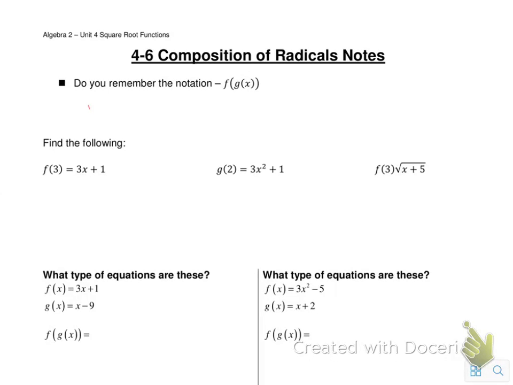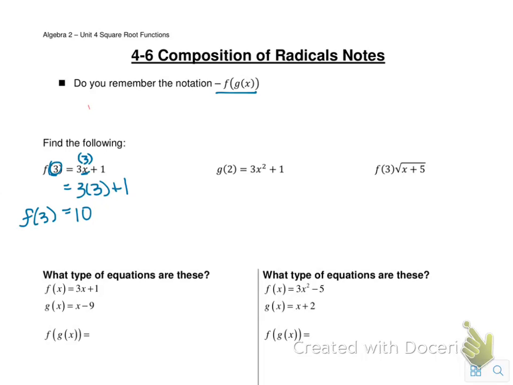Okay, if you remember, we've done composition. Composition is where we put one function inside of another function. So it was this notation right here, and we did it in the first semester. And so if you remember, when I have, instead of f of x, f of 3, that means I replace this x with a 3. So it would be 3 times 3 plus 1, which would be 10. So f of 3 is 10. So we just replace whatever is in the parentheses, we put in for x.